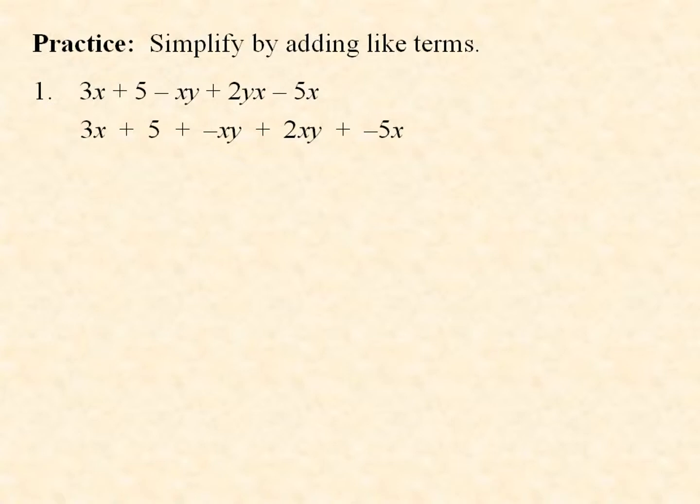Now we identify the like terms. We have 3x and negative 5x. Those are like terms because they contain only one x, and they add to negative 2x. 3 and negative 5 is negative 2.